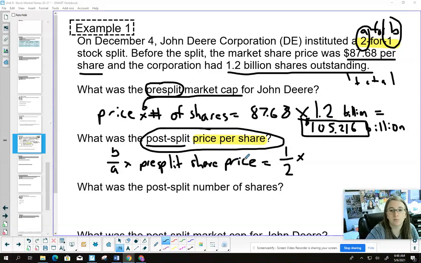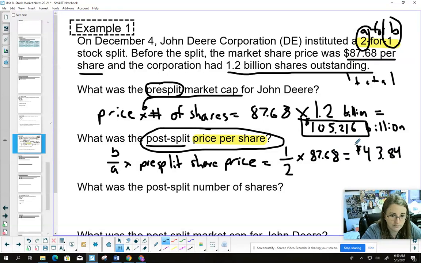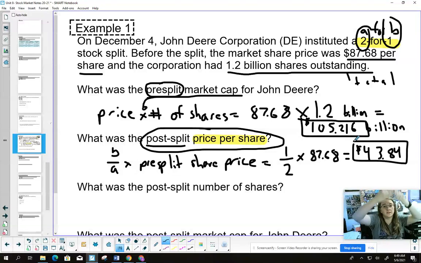So read the question. What was the price before the split? $8.768. We just got to read. Sometimes if I just throw all the information at you guys, you don't have a chance to think. So I just wanted to give you a chance to think. So 1/2 times $8.768. Let's get this. Okay, so the new price per share is going to be $43.84. Again, because a 2-for-1 split means we're taking 1 slice and dividing it into 2, that means the price is going to be cut in half because we are making smaller slices.